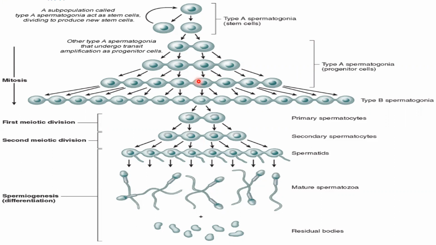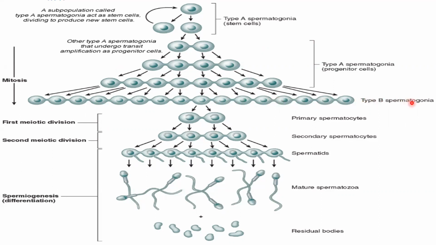Now, what is mitosis? Mitosis is a type of cell division in which the number of chromosomes remains the same. Like if this cell has 46 chromosomes, or we can say 23 pairs of chromosomes, these will also have 23 pairs of chromosomes. So type B spermatogonia will be diploid. This entire phase is known as the first phase of spermatogenesis, which is the multiplicative phase.